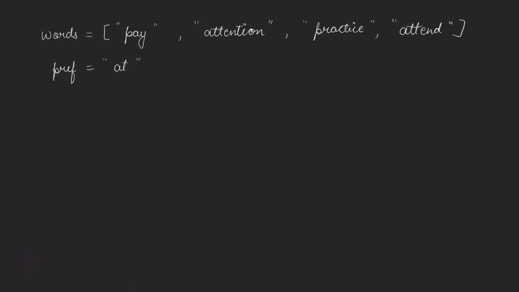So what they are saying is that in the input, we are given an array of strings, which is words, and we are given another string, which is pref. Now we need to find out how many words in this array start with this particular string, basically, which have this particular string as their prefix. This problem is kind of similar to yesterday's problem.